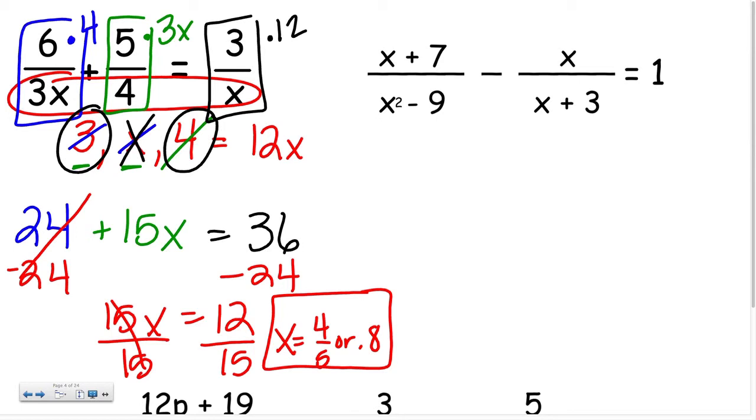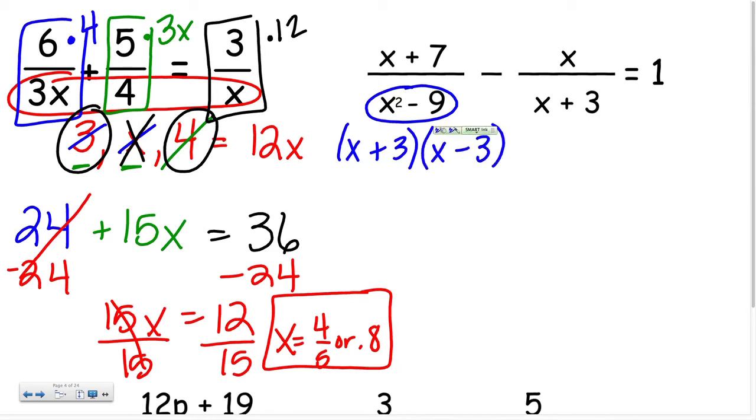So, the next one. Now we've got a little bit of a different look. We've got something a little bit different with the x squared, and we've got x plus 3 in our denominators. So we're going to have to add a step into this one. First thing I want to do is I want to factor that. That's a difference of squares. That x plus 7 doesn't need anything. It's got the common denominator already.